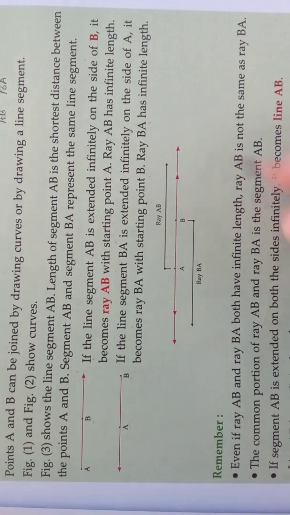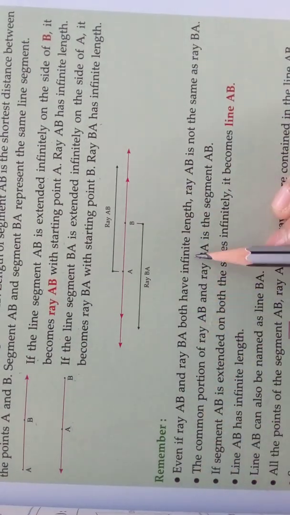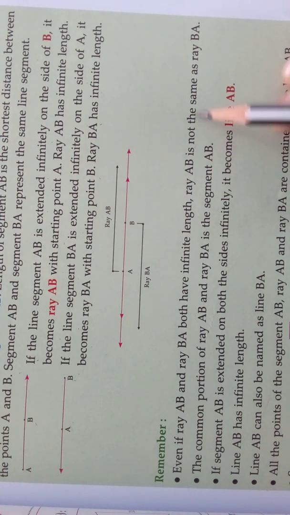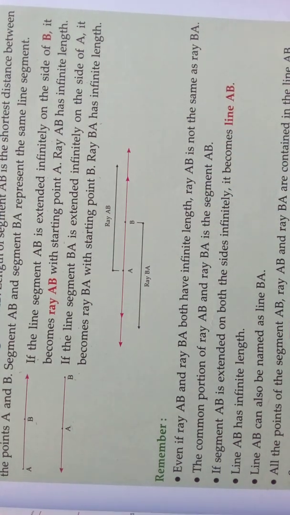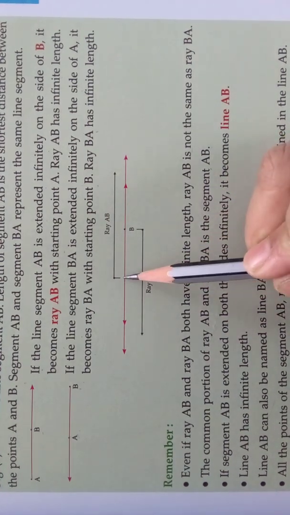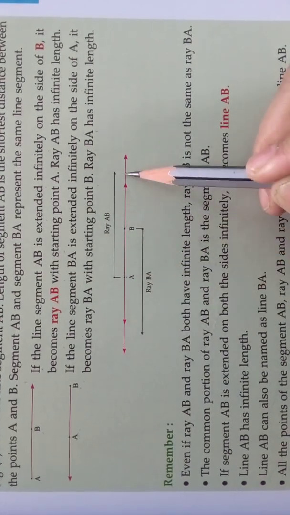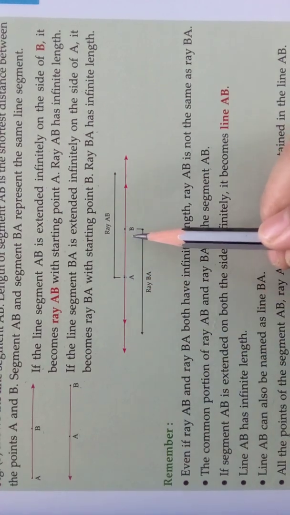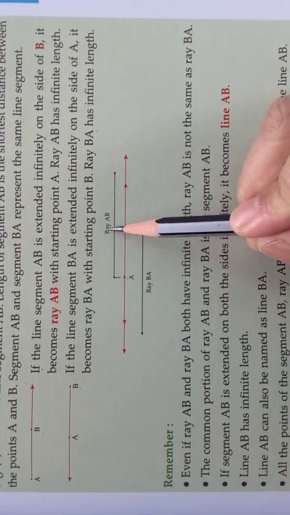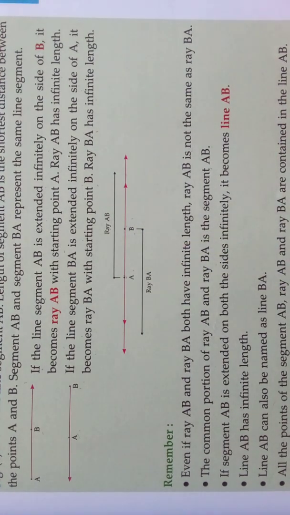Okay, look here. Even if ray AB and ray BA both have infinite length, ray AB is not the same as ray BA. Understood, children? The common portion of ray AB and ray BA is the segment AB. Look here, what's the common portion? AB is the common portion. If we extend this side and this side, what's the common portion for ray AB and ray BA? The line segment AB is the common portion. Okay, understood?